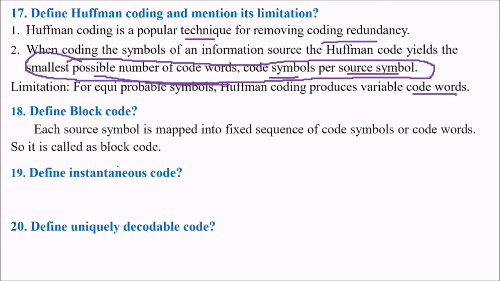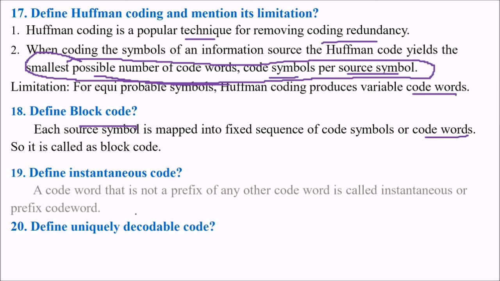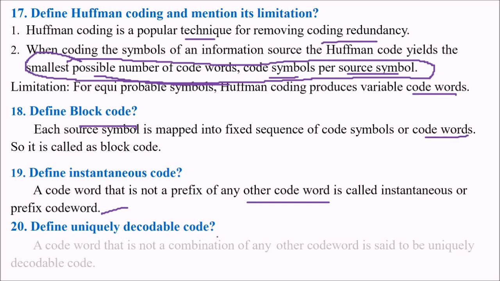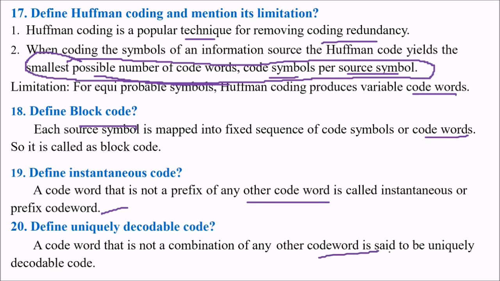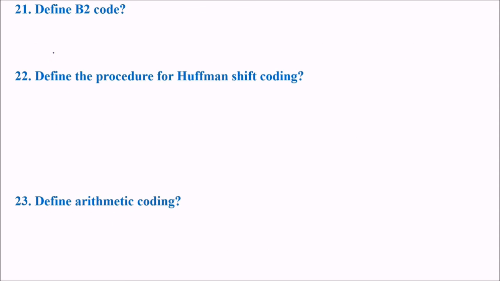What is block code? Each source symbol is mapped into a fixed sequence of code symbols or code words. So it is called a block code. Define the instantaneous code. A code word that is not a prefix of any other code word is called an instantaneous or prefix code word. Define uniquely decodable code. A code word that is not a combination of any other code words is said to be uniquely decodable code.